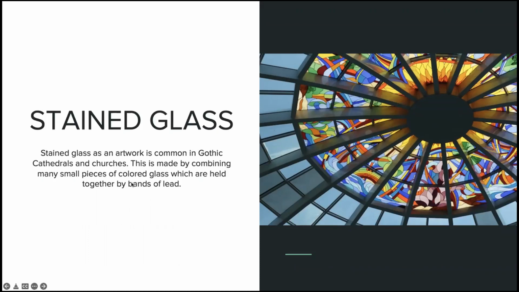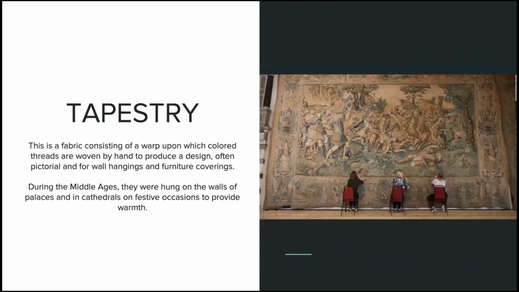Okay, next, we're still on another class, the medium of visual arts. What's the other medium? Tapestry. This is a fabric consisting of a warp upon which colored threads are woven by hand to produce a design, often pictorial, for wall hangings and furniture. But it's so big, class, no? During the Middle Ages, they were hung on the walls of palaces and in cathedrals on festive occasions to provide warmth. Okay, so this one is an example.